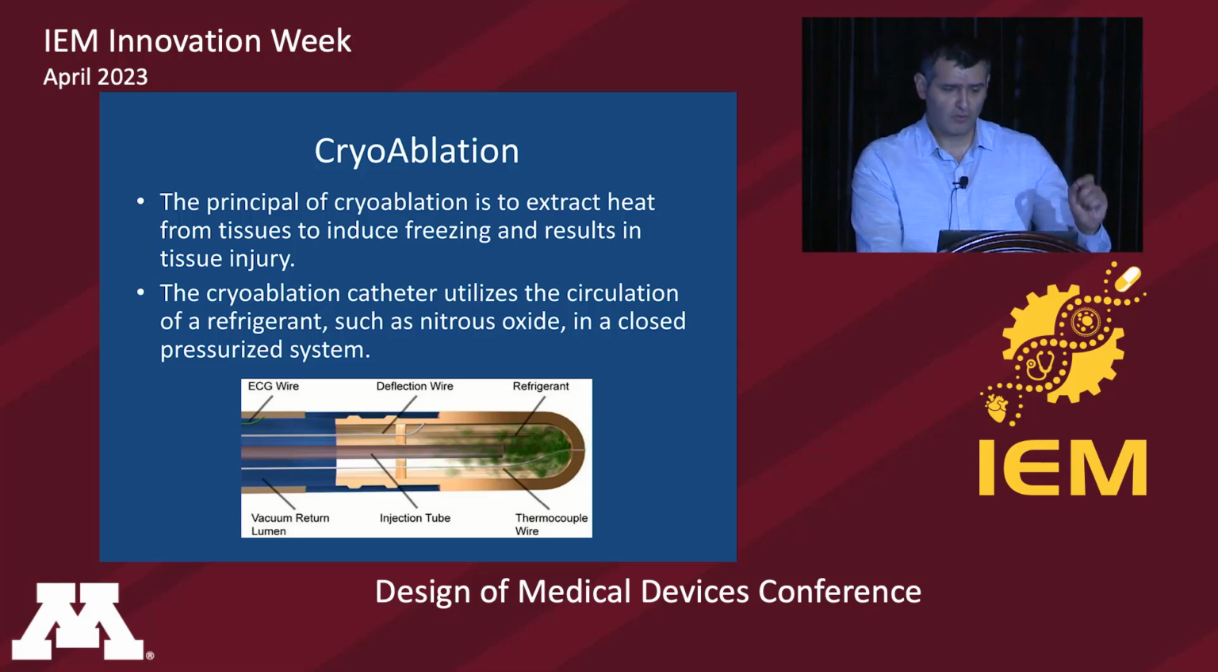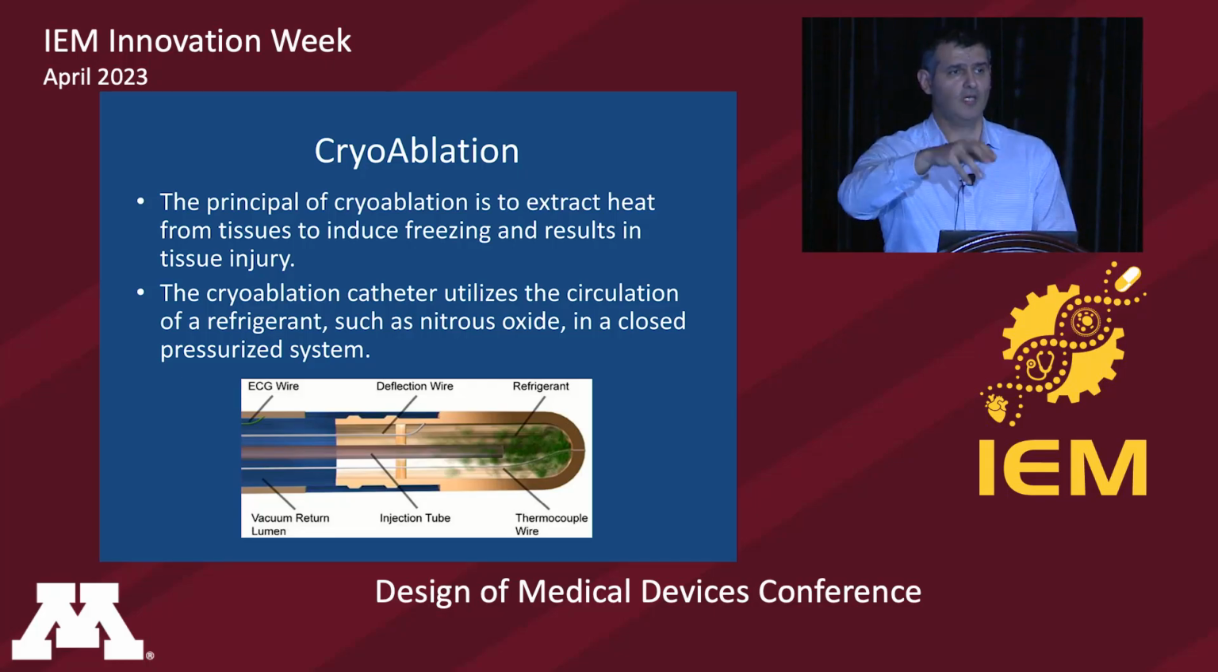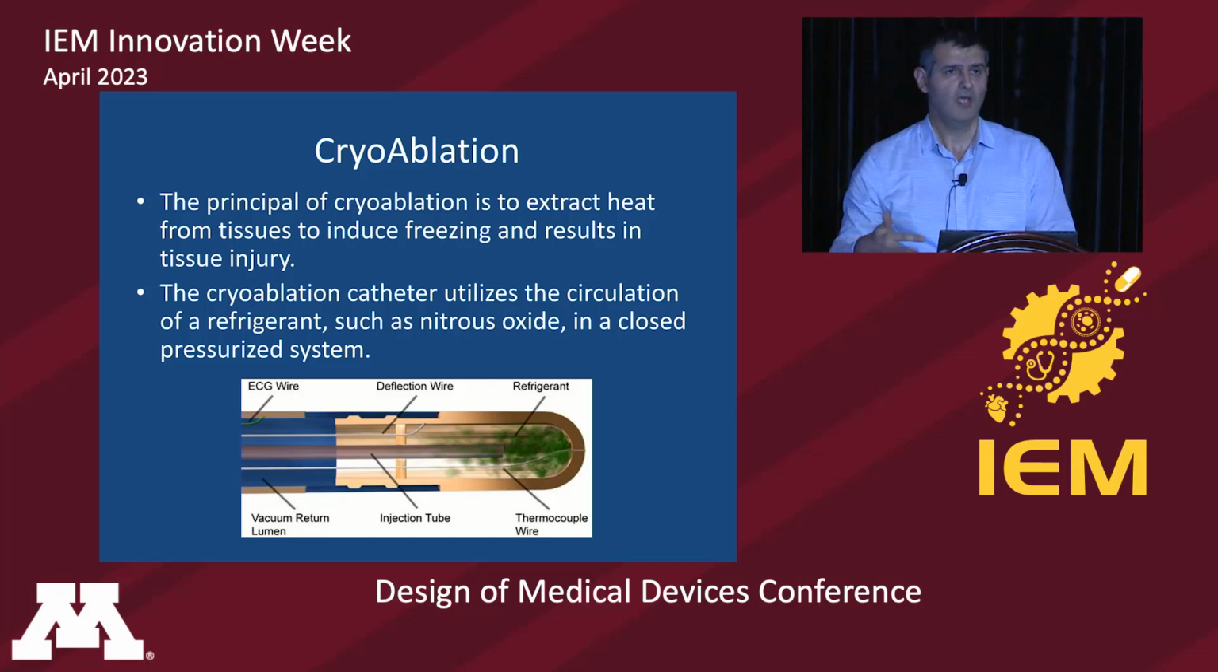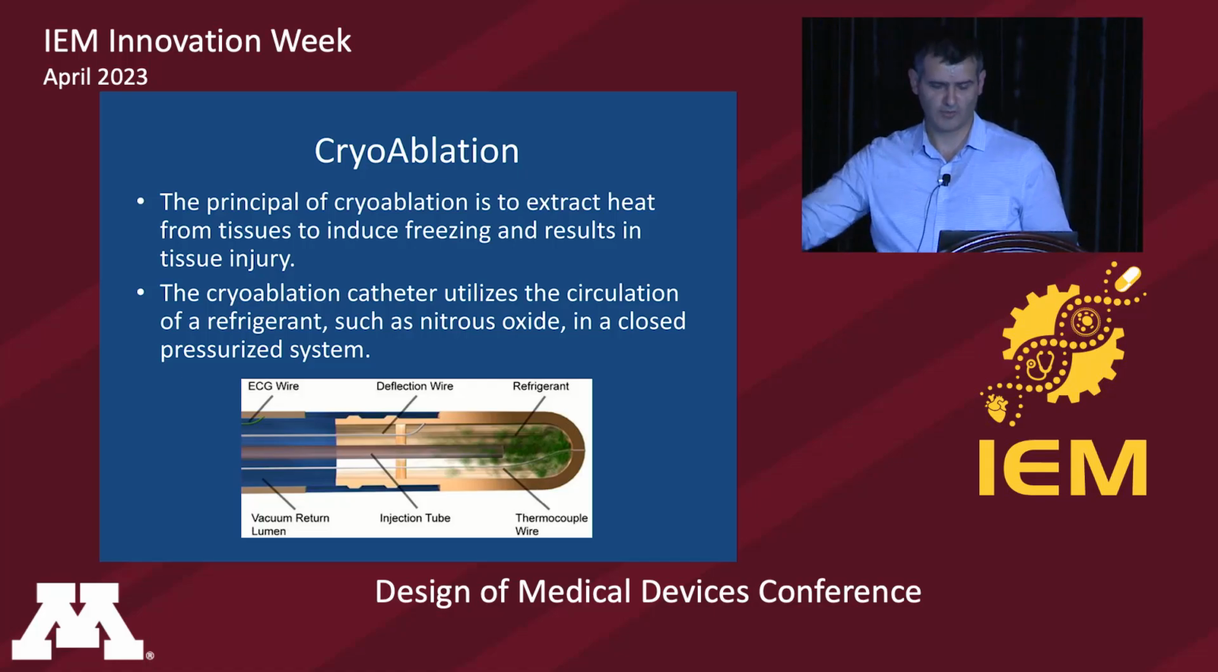The cryocatheter utilizes the circulation of a refrigerant, mostly nitrous-based refrigerant, such as nitrous oxide, in a closed loop. So it's under pressure, it goes to the tip, you release it, it expands. When it expands, it absorbs energy. When it absorbs energy, the tip of the catheter cools down to about minus 80 degrees, and it freezes the tissue that's in contact with. And that gas recirculates back through the catheter and gets thrown outside.